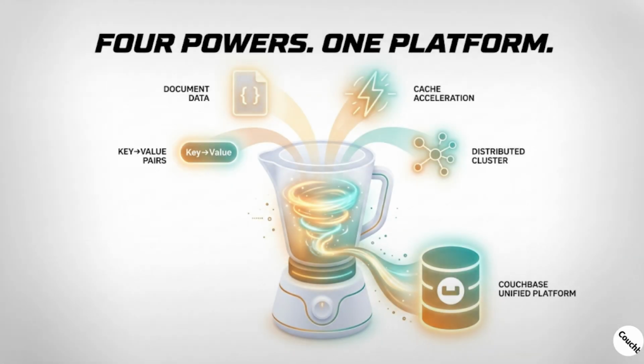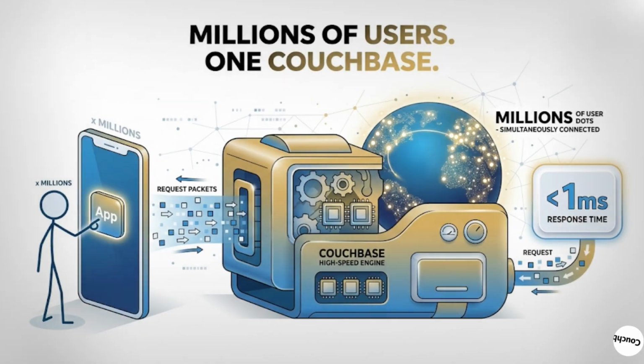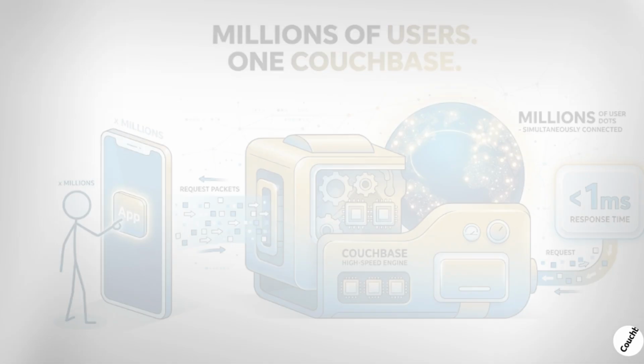Couchbase blends document storage, key-value access, caching, and distributed architecture. It was developed to provide high performance while maintaining flexibility. Many enterprises use Couchbase for customer-facing applications where speed and scalability are critical requirements.